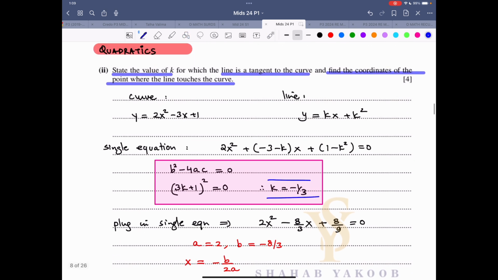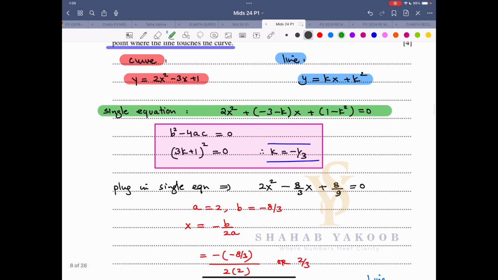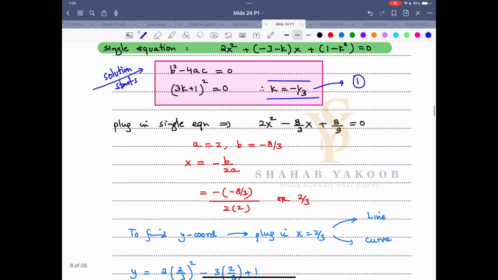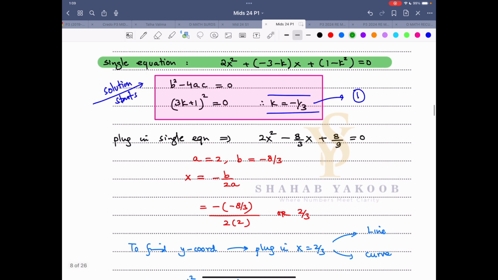Now over here, what I've done is that I have written the equation of the curve, the equation of the line, and that one single equation with which we worked. This is for reference purposes. The solution starts from here. So first of all, state the value. So this is 1 mark. Then it says plug in single equation. So this is the quadratic equation that we are getting, which I've written in green.